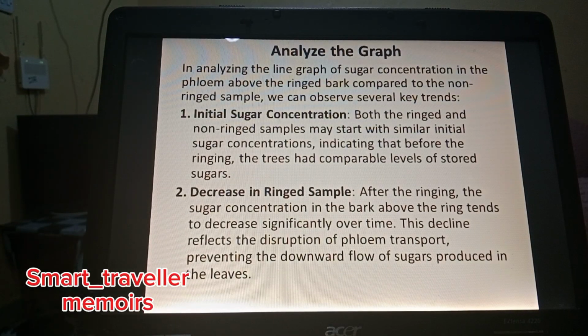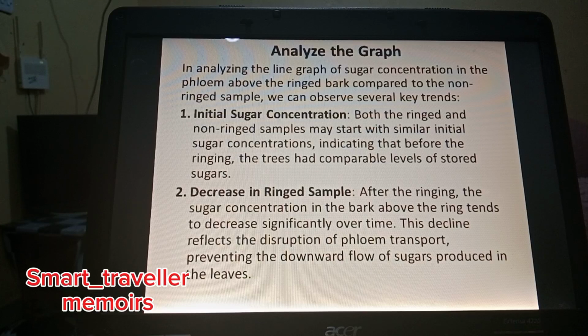Analyzing the graph. In analyzing the line graph of sugar concentration in the phloem above the ringed bag compared to the non-ringed sample, we can observe several key trends. Initial sugar concentration: both the ringed and non-ringed samples may start with similar initial sugar concentrations, indicating that before the ringing, the trees had comparable levels of stored sugar. Decrease in ringed sample: after the ringing, the sugar concentration in the bark above the ring tends to decrease significantly over time.